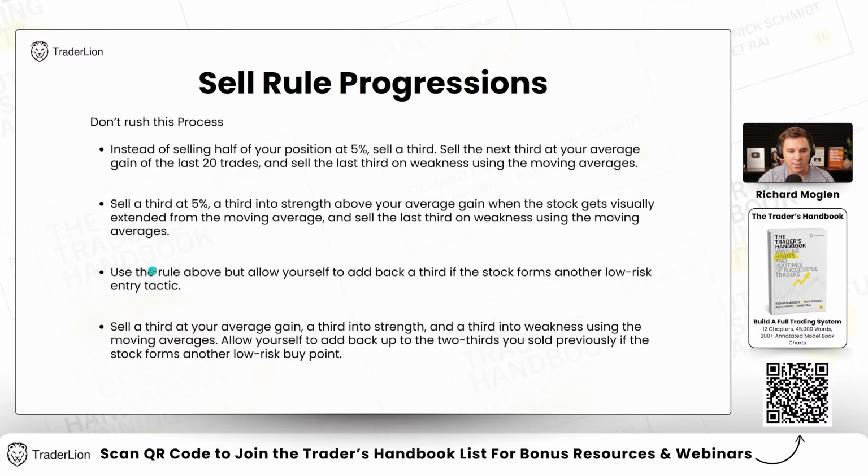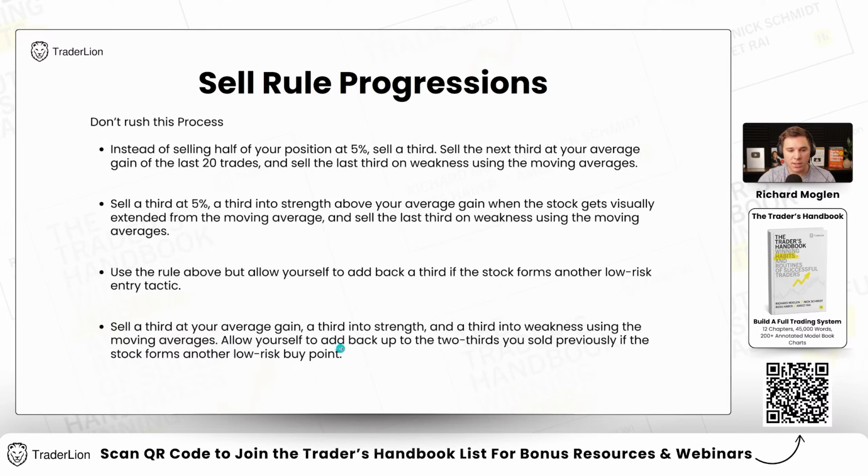The next progression is to use the rule above, but allow yourself to add back a third if the stock forms another low risk entry tactic. So again, this is a little bit more advanced. It's about trading around a core position and re-entering a stock if there's another low risk setup against a moving average, a new base forms and then sets up again. You can add back a third that you sold prior.